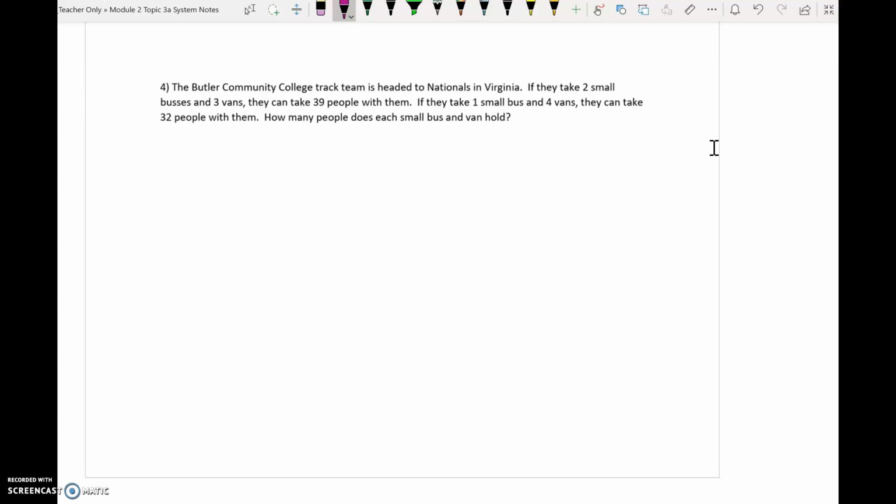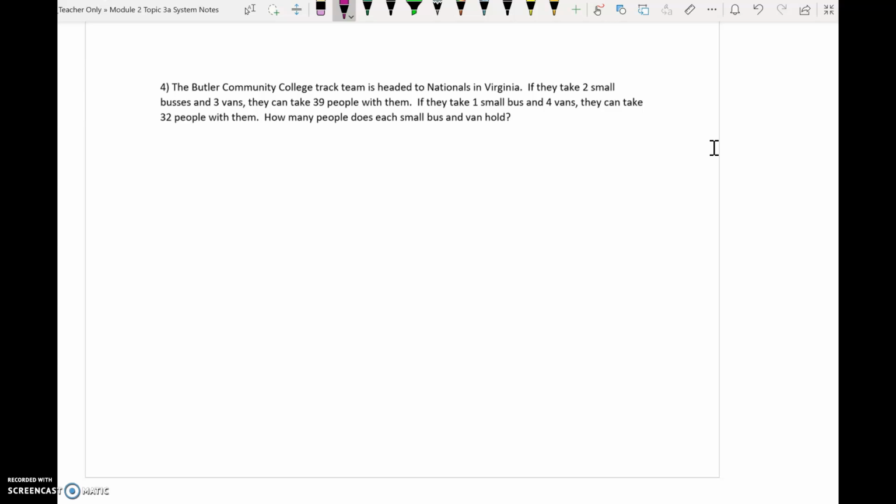So I'm going to go ahead and do a word problem and solve it by elimination to hopefully help you guys on your homework. So the word problem says the Butler Community College track team is headed to nationals in Virginia. If they take 2 small buses and 3 vans, they can take 39 people with them. If they take 1 small bus and 4 vans, they can take 32 people with them. How many people does each small bus and van hold?